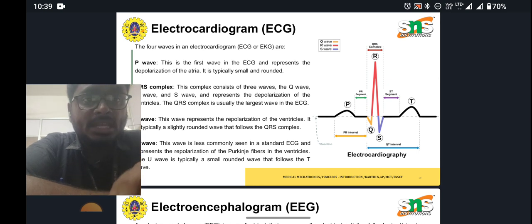And the U wave is less commonly seen in the standard ECG and represents the repolarization of the Purkinje fibers in the ventricles. The U wave is typically a small rounded wave that follows the T wave.